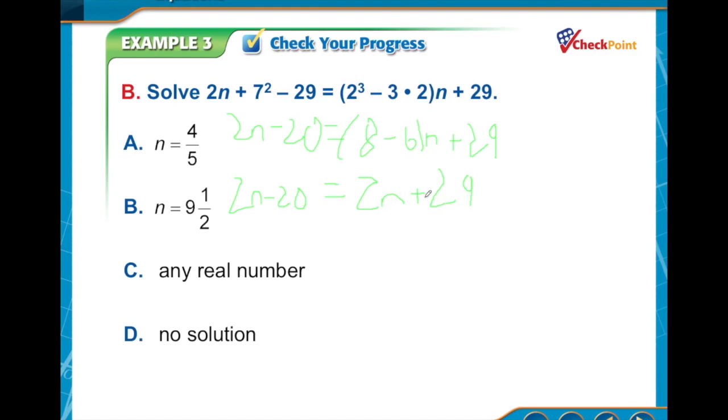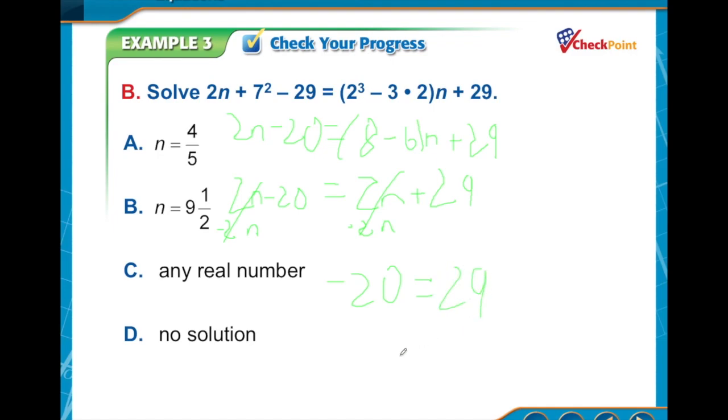Now if we try to move our n's around, let's see what happens. So I'd want to get them both on the same side of the equation. The only way you could do that is to subtract 2n from both sides. And if I take away 2n from both sides, minus 2n here and minus 2n here, these actually cancel out. The 2n's cancel out, and we would get negative 20 on the left equals 29.